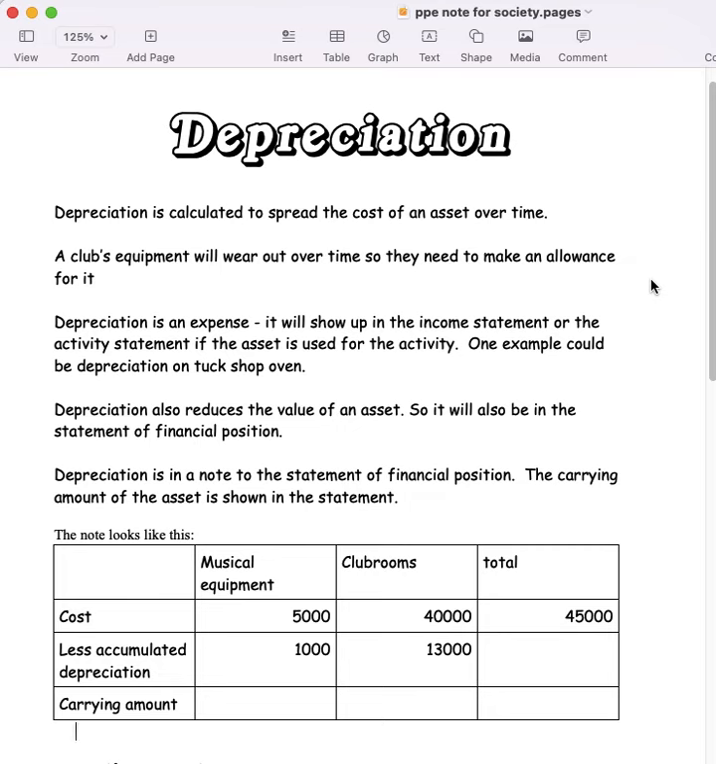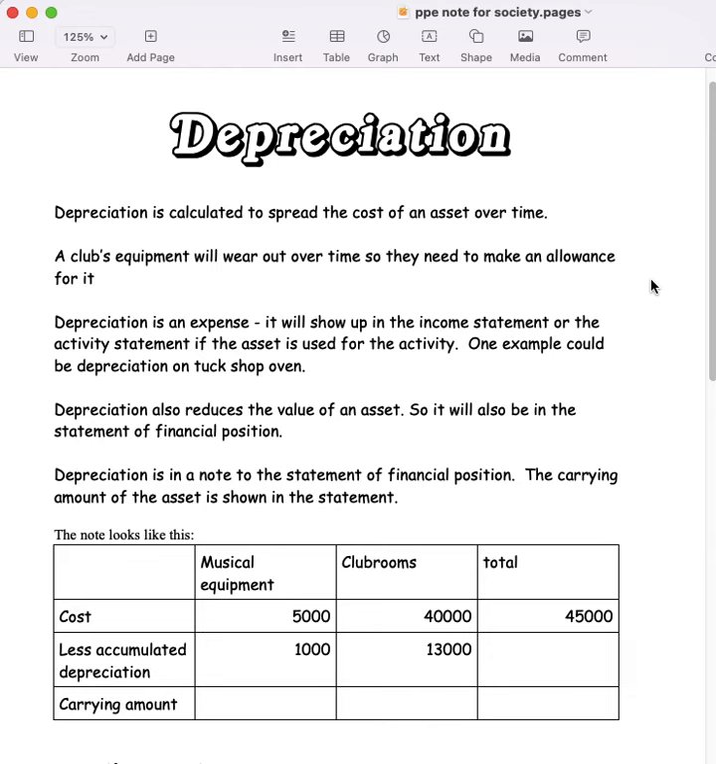The first thing we talked about is depreciation, and depreciation is calculated to spread the cost of an asset over time. Think of something that was worth a lot of money when you bought it, like your phone or your computer. By the time you've finished wanting to use it and needed to replace it, it's not worth as much anymore. And so depreciation is the accounting way of allowing for the cost of using something over time as things slowly devalue.